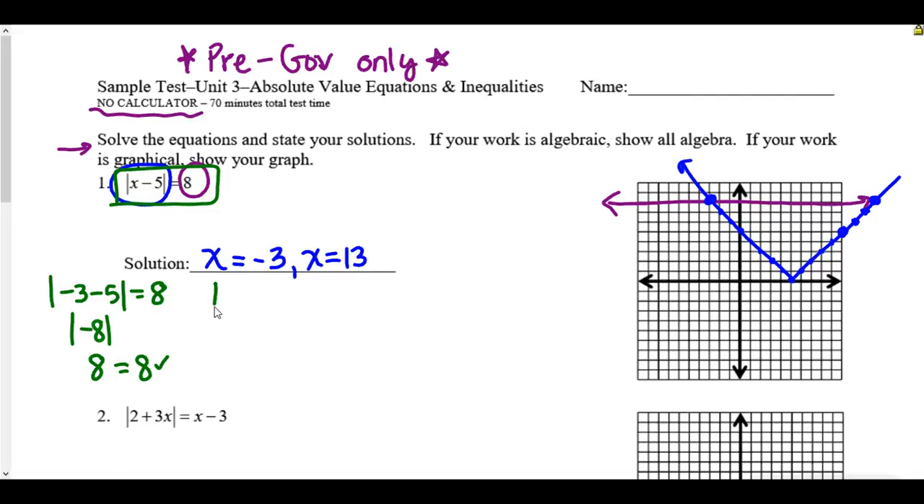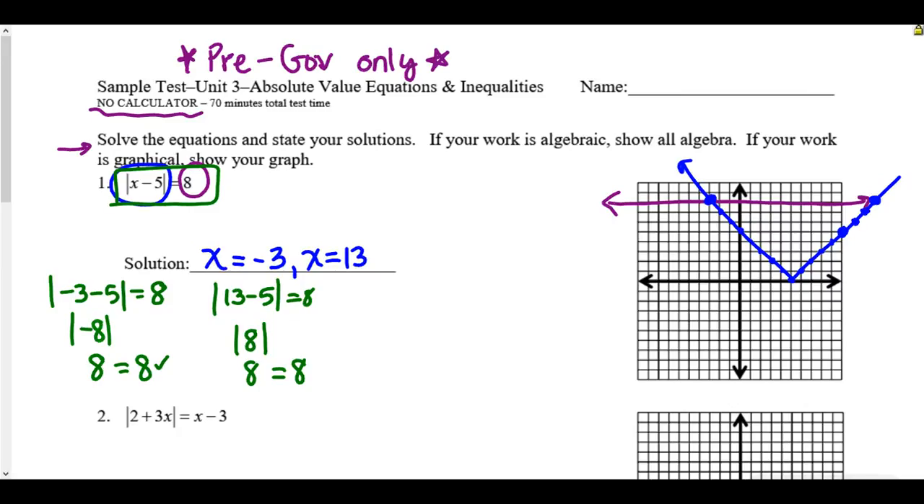If I plug in my 13, I'd have the absolute value of 13 minus 5 on the left side. That is +8. So again, the absolute value of that is 8, and 8 equals 8. That's what I had on the right, so both of those are good solutions. So that was solving graphically.